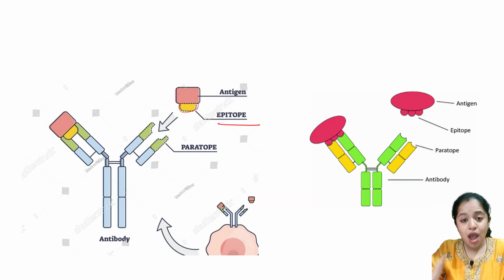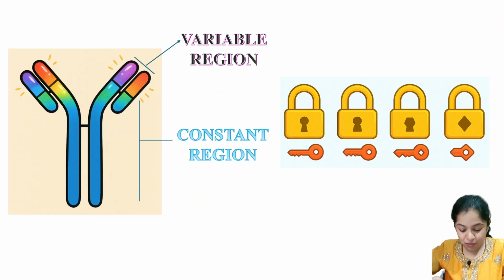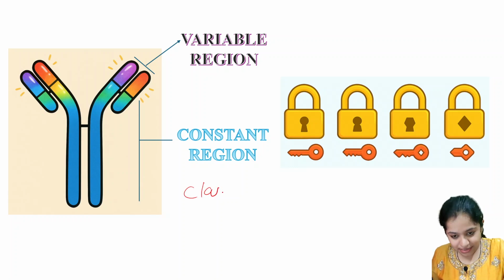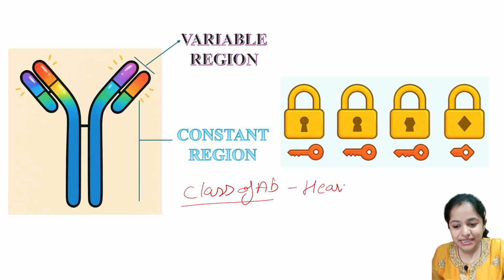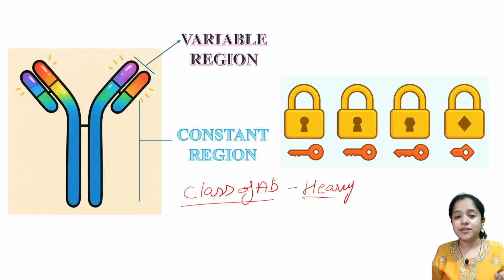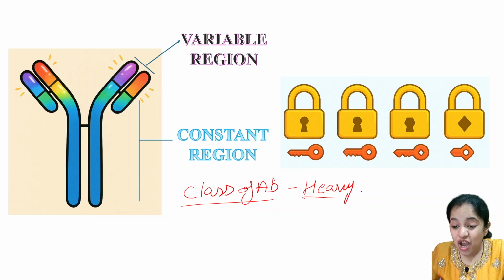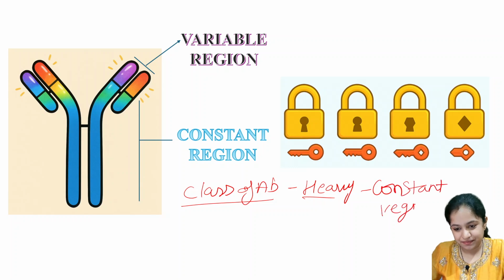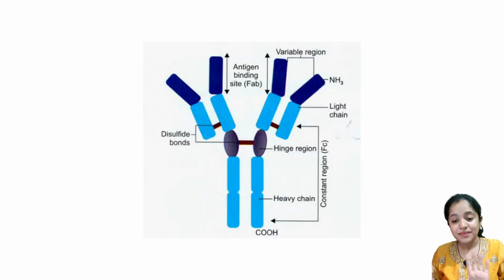Clear? Now, one more point before I move ahead. What did I tell you? The class of your antibody is dependent on what? Heavy chain. But after seeing this part of the lecture, what do you think? Which part of the heavy chain is responsible for deciding the class of antibody? Is it the variable region or is it the constant region? It is the constant region of the heavy chain which decides the class of antibody. Understood? Let's move ahead.